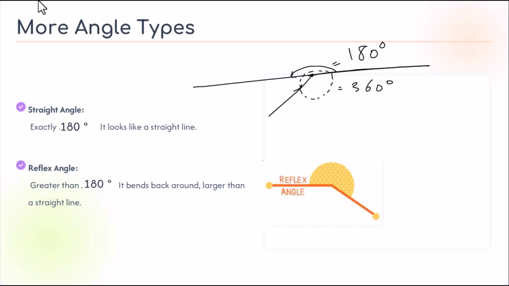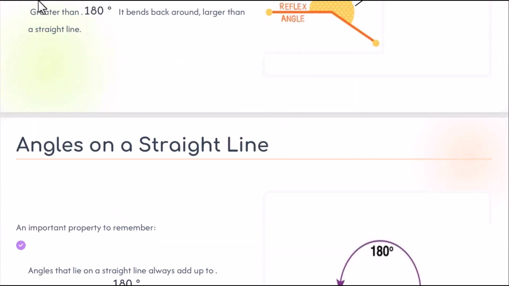So this one here is called a reflex angle, something that looks like this. So it's bigger than a straight angle. It's between 180 and 360.